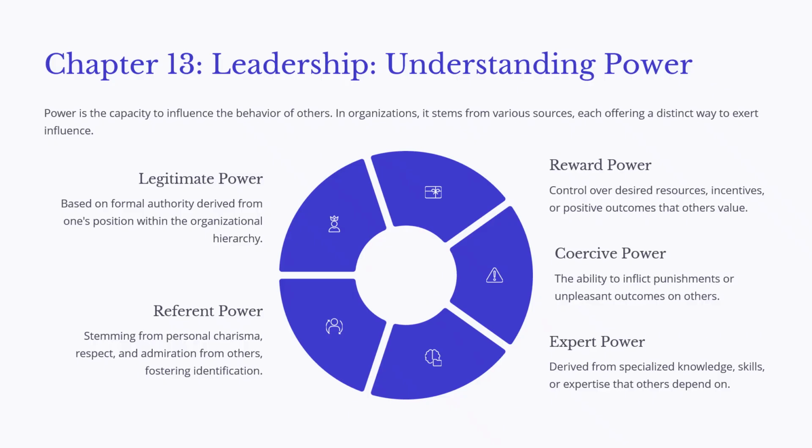Within the chapter, you'll learn about 5 sources of power: legitimate, reward, coercive, expert, and referent power. You'll also see different influence tactics like what we discussed before: rational persuasion, consultation, inspirational appeals, and coalition building. When it comes to negotiation, you'll explore distributive negotiation, which is a win-lose approach, and integrative negotiation, which focuses on win-win outcomes. Effective negotiation requires preparation, clear communication, and finding solutions that work for everyone involved.